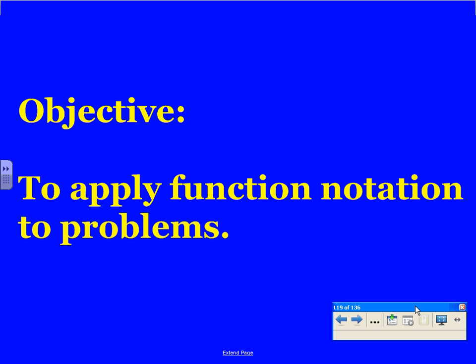Today's objective is to apply function notation to problems. So I need everyone to open up their purple Chapter 5 note packet to page 13.